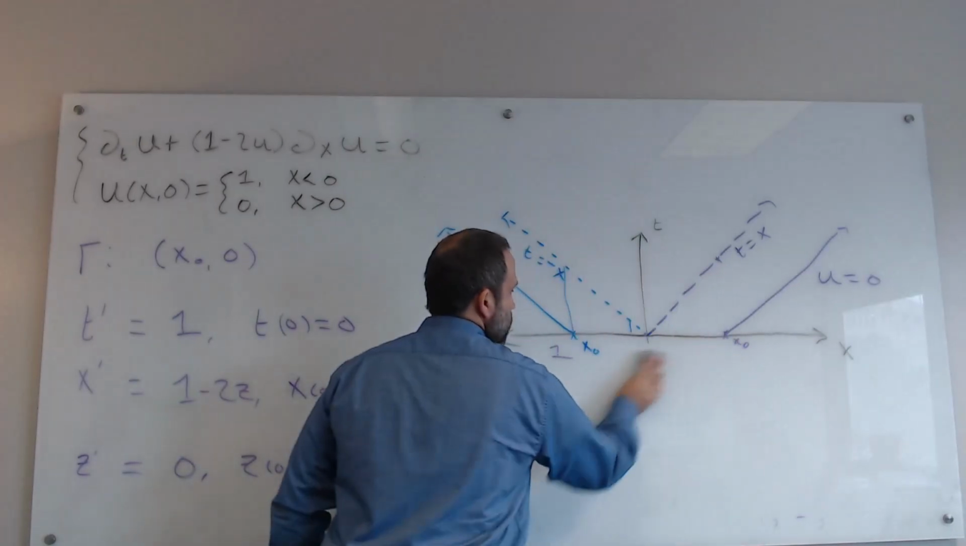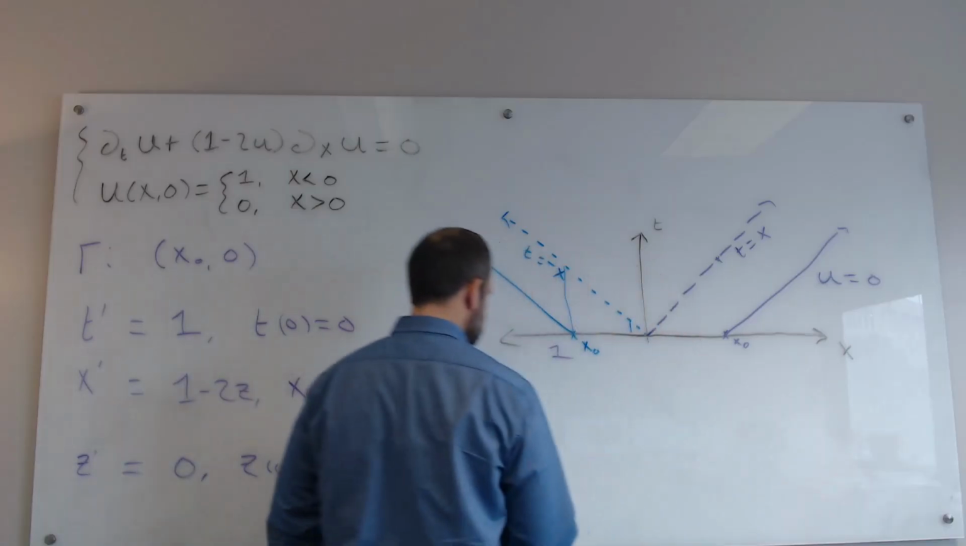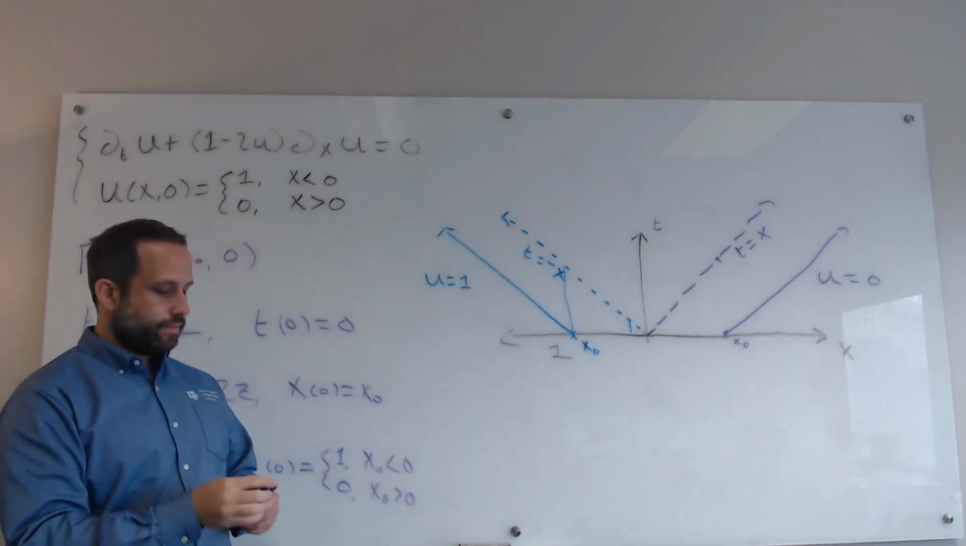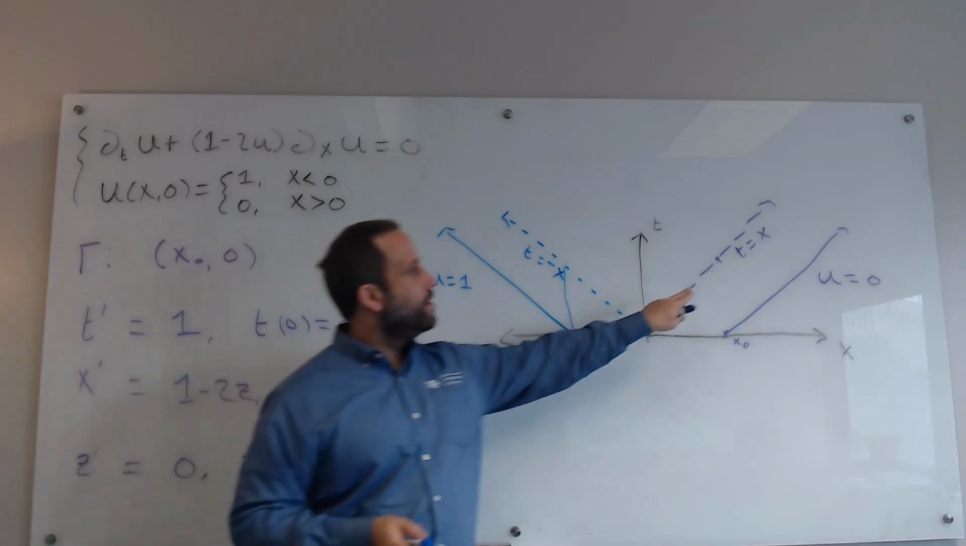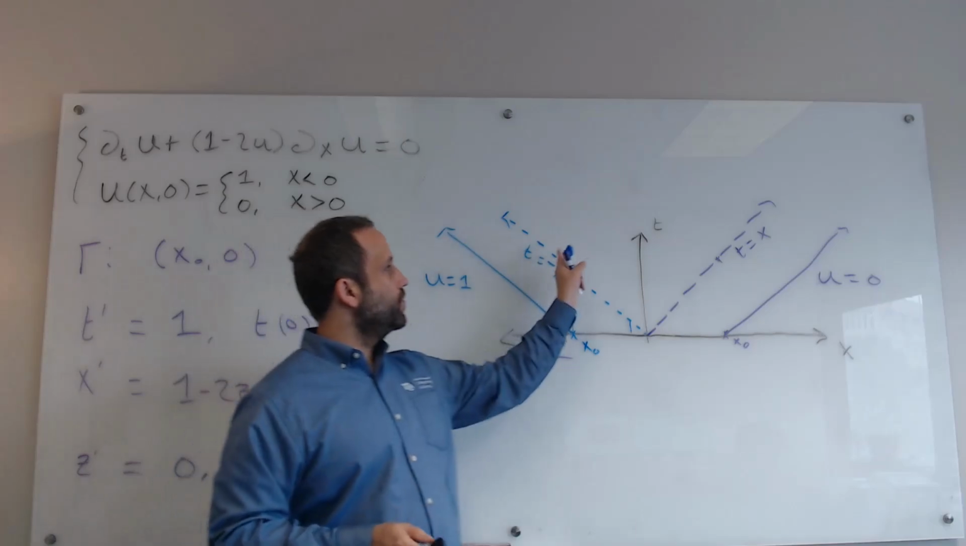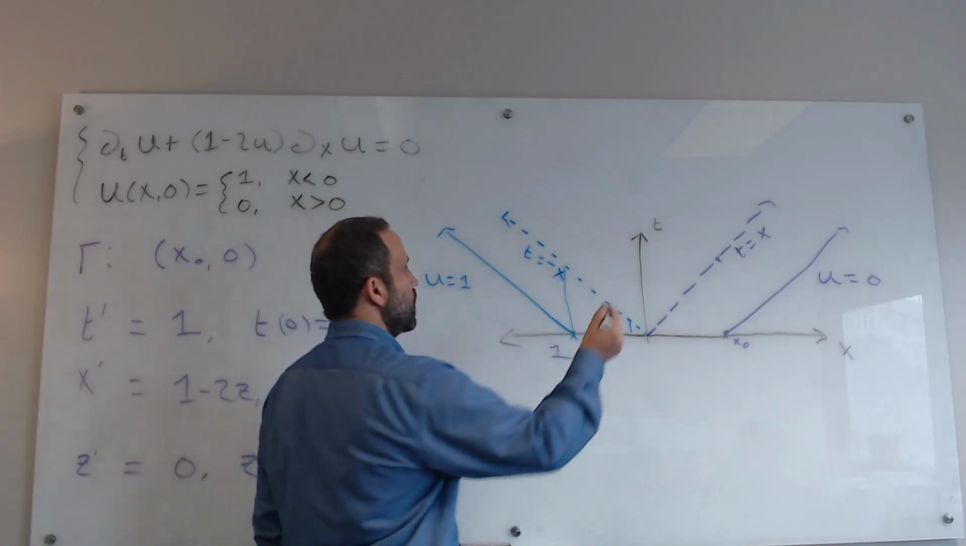I'm going to destroy my beautiful image of the traffic light. Well, this is for t less than minus x. This is for t greater than x. We still have all of these characteristics here. So we're going to do exactly like we did before.